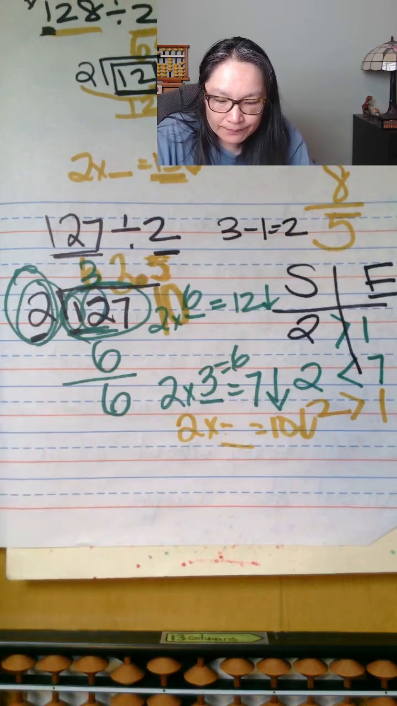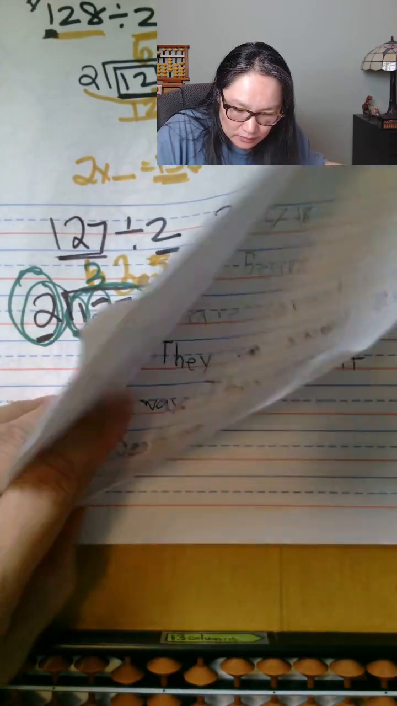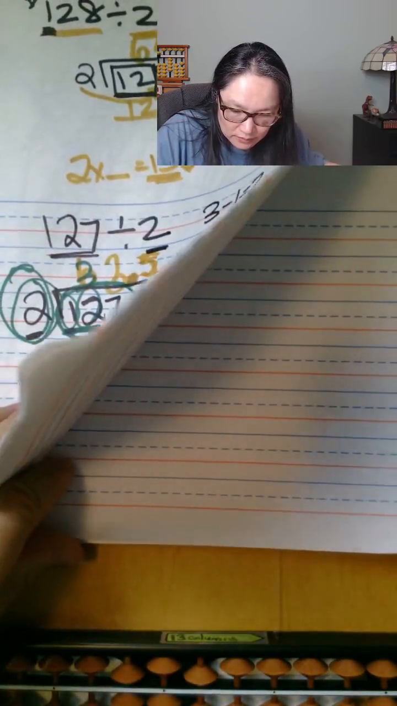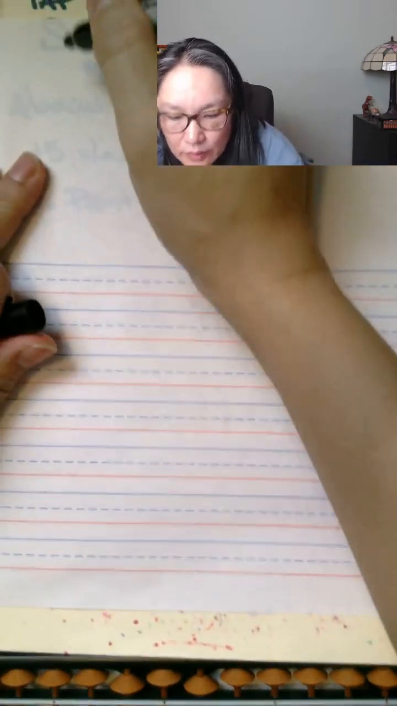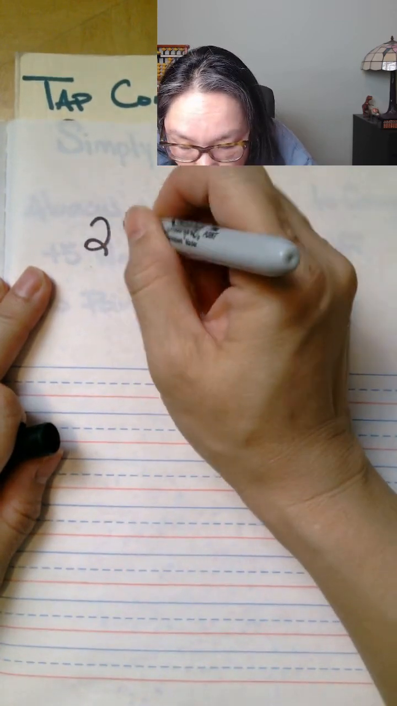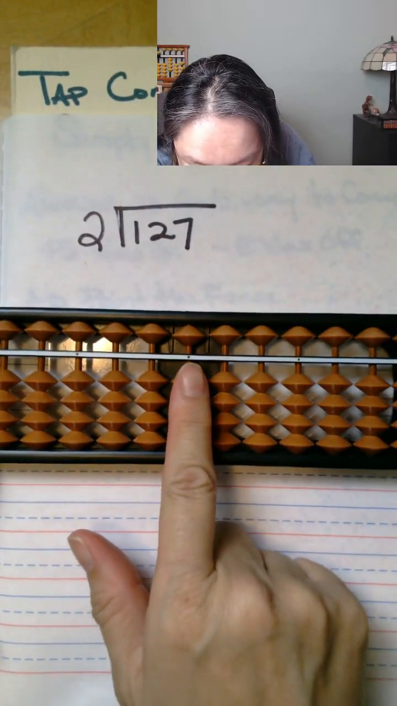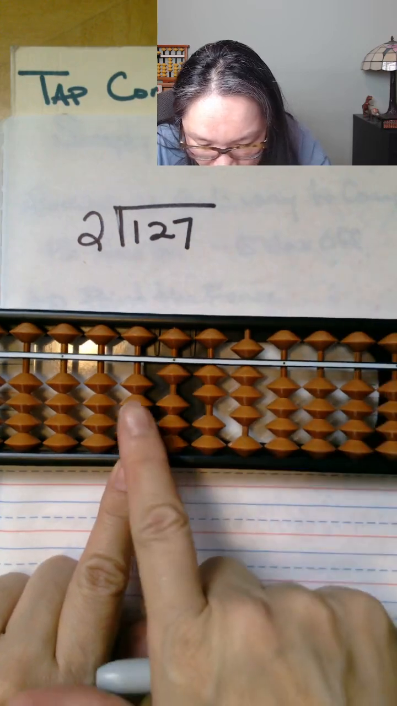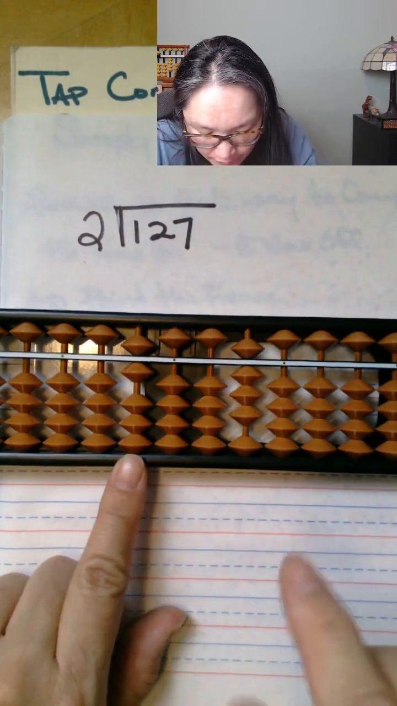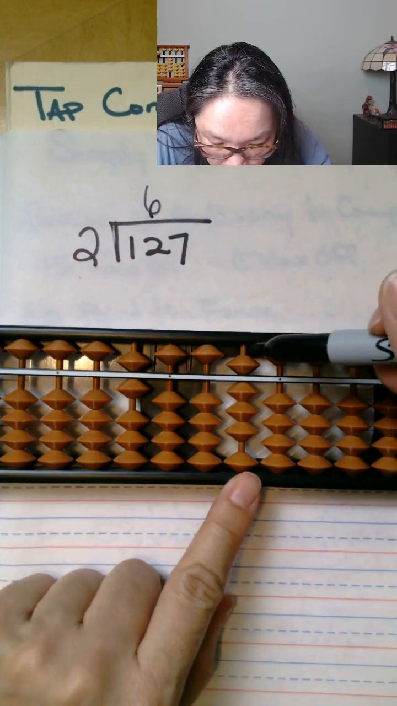Let me rewrite it. So the question is 2127, right? That's the question. So we're back to here. 1, 2. 1, 2, 7. We did 6, right? Take away 12. We do that, right? So that's 6. And then 7 is bigger, so we're over here.